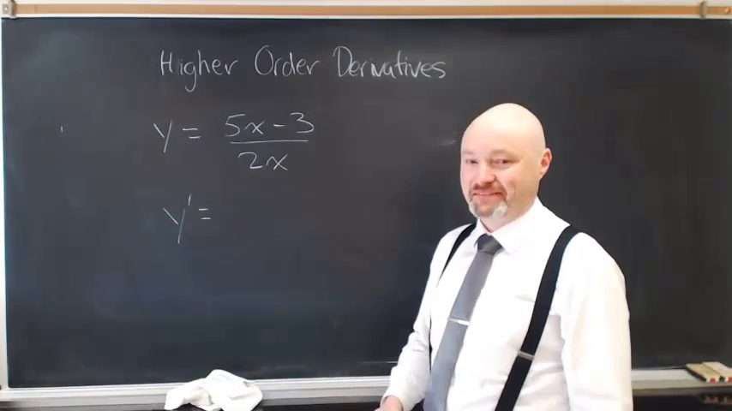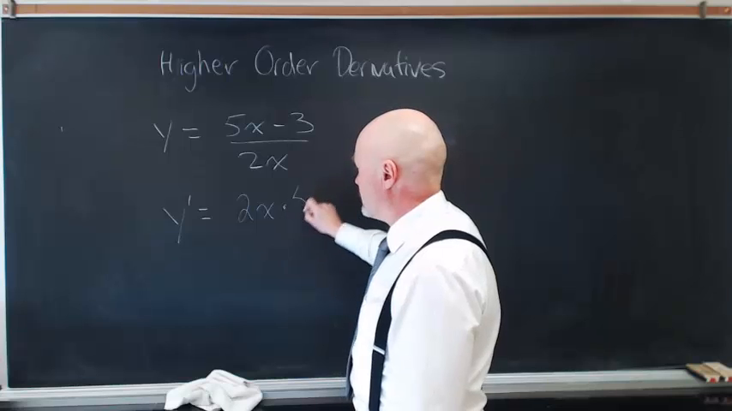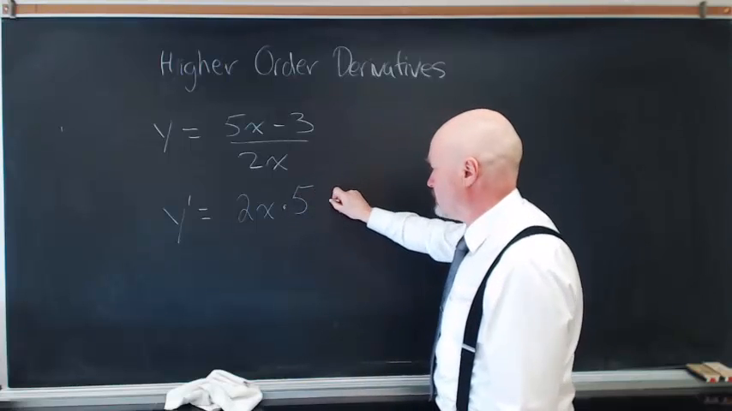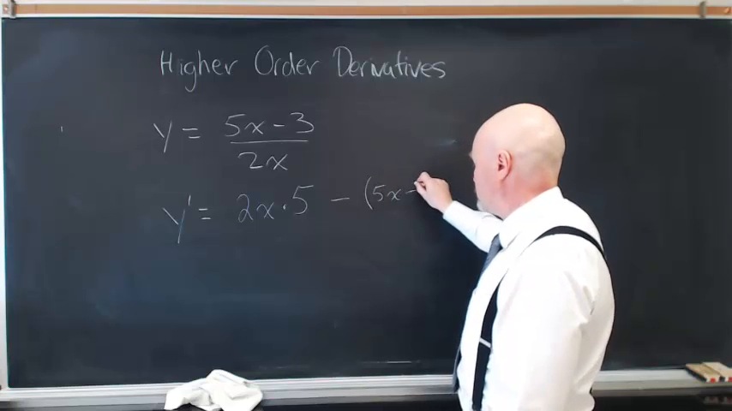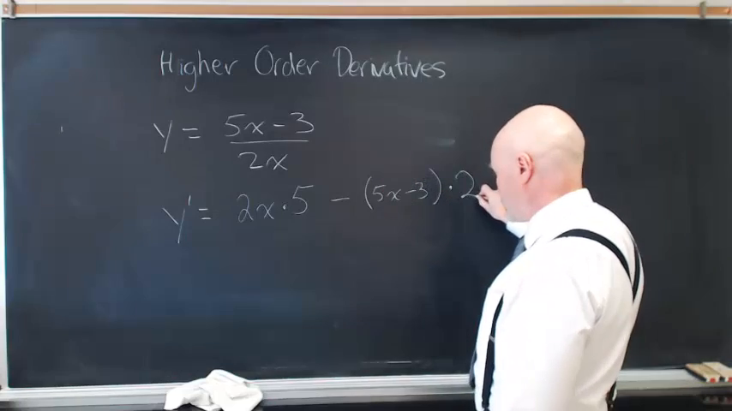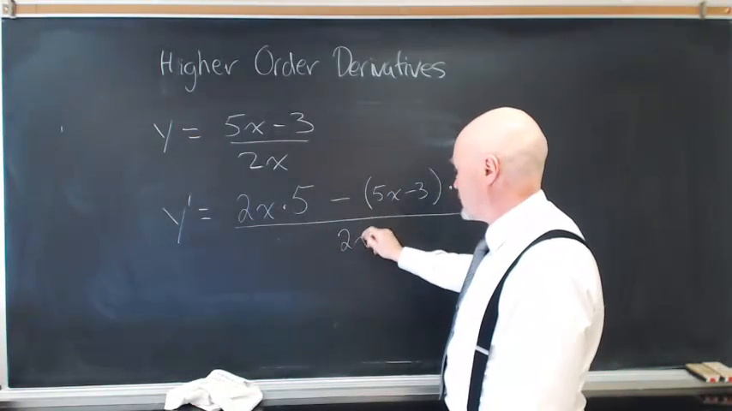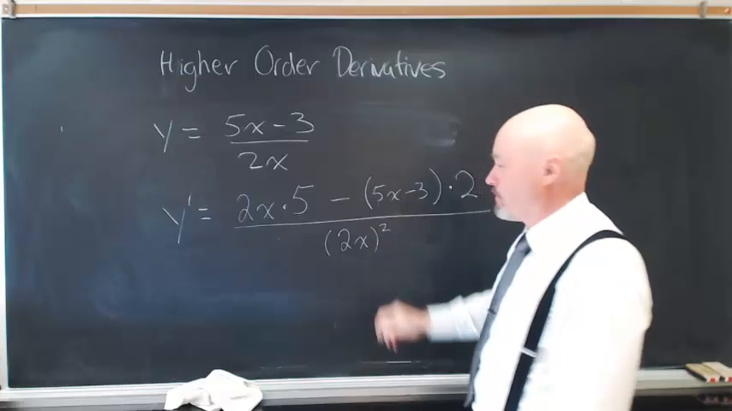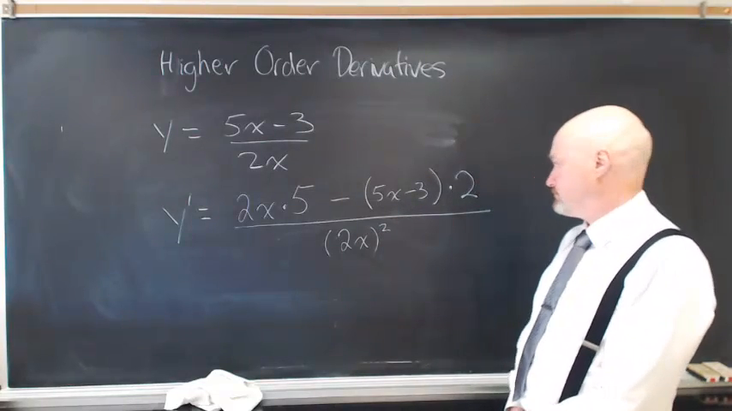Meg. Okay. 2x times 5, so minus bottom times the derivative of the top, subtract 5x minus 3 times 2, divided by 2x squared. Very good. Is that what you got, Luke? Yep. Perfect.